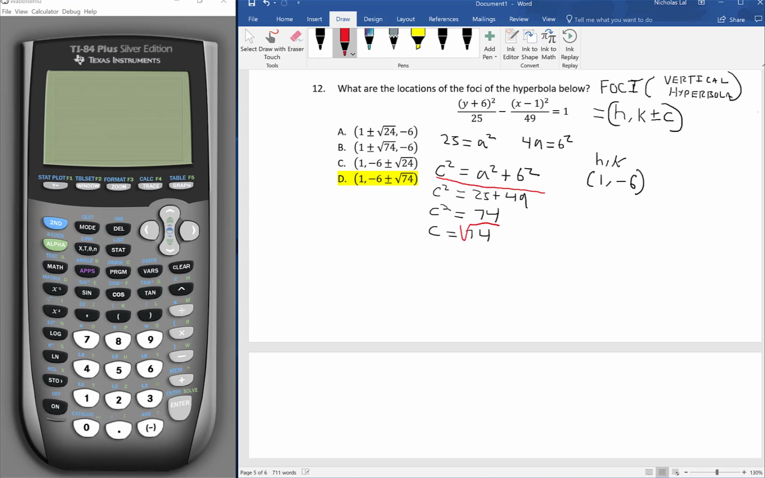For h, x minus 1, switch the sign, is positive 1. For k, y minus k, switch the sign, is negative 6. So you have a center at 1, negative 6. And then it's k plus or minus c. C is the square root of 74. So you need to take the square root of each side. So our foci will be at 1, negative 6, plus or minus the square root of 74. So that's going to be answer choice D, and that is your Conics packet.